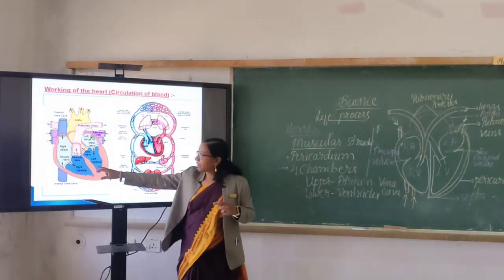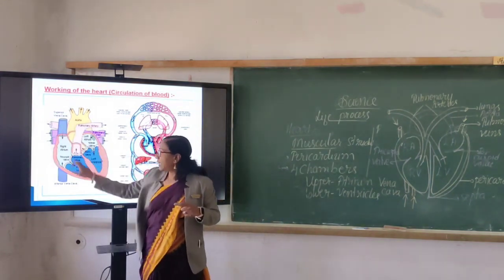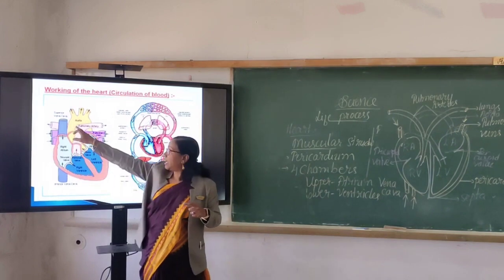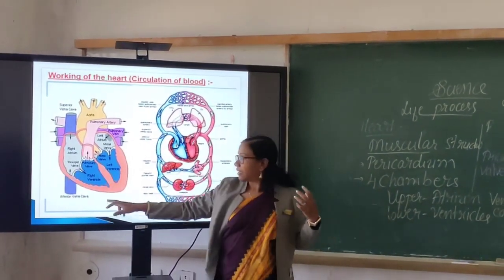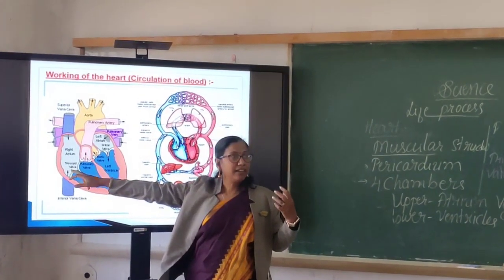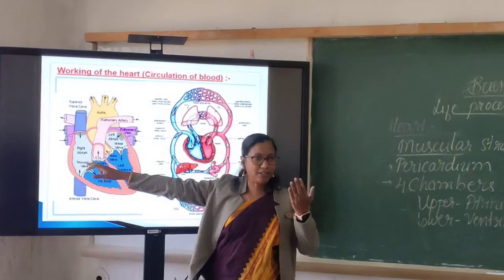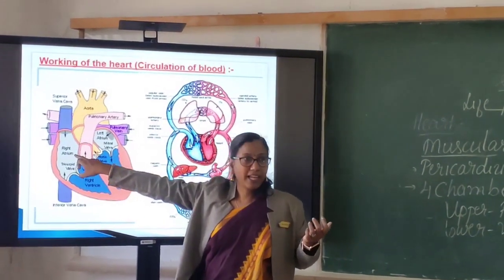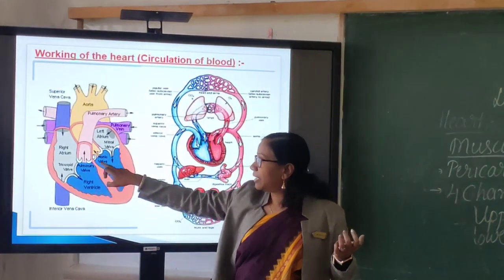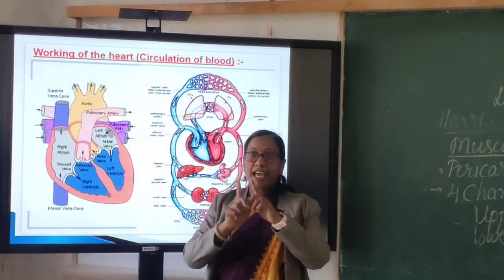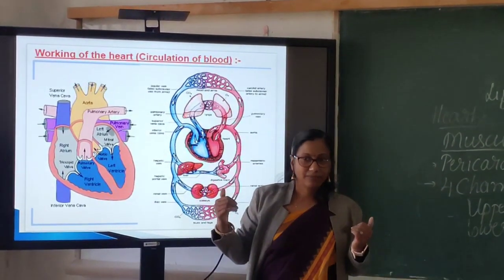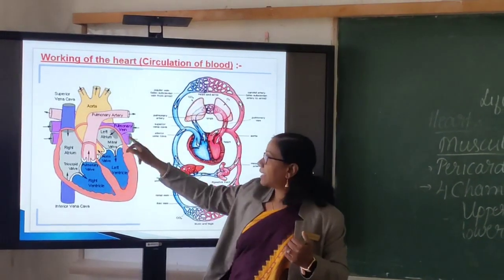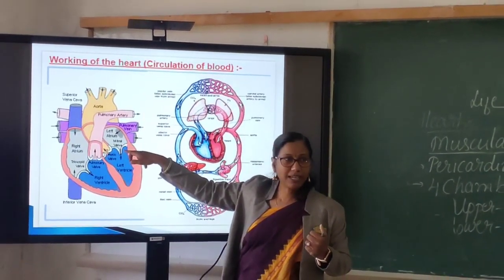So you can see here how it moves. This is the superior vena cava and the inferior vena cava. The superior vena cava brings deoxygenated blood from the upper body, and the inferior vena cava brings deoxygenated blood from the lower parts of the body, and everything will come to where? The right atrium. From here it will go to the pulmonary artery on either side towards the lungs, where it gets oxygenated and comes back to the heart. Oxygenated blood comes back to the heart.